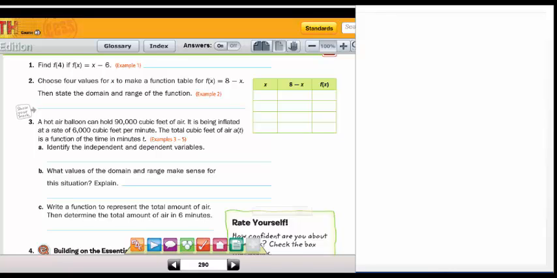Here are your solutions to 4-3 guided practice functions.